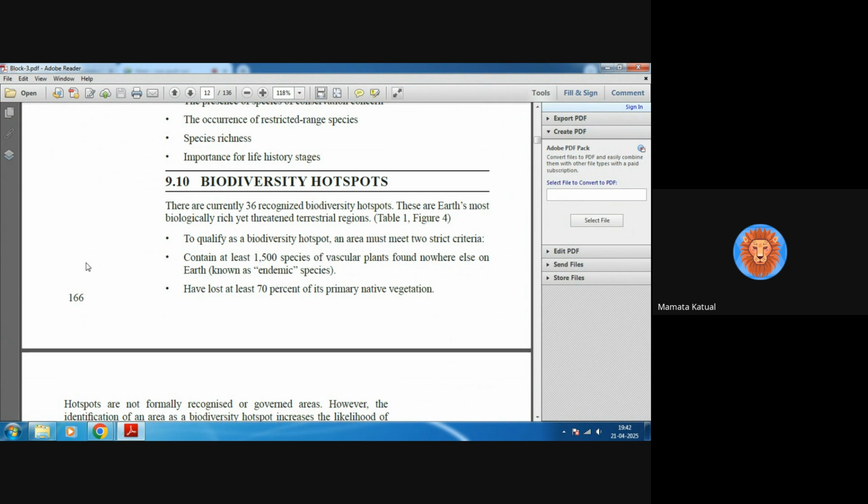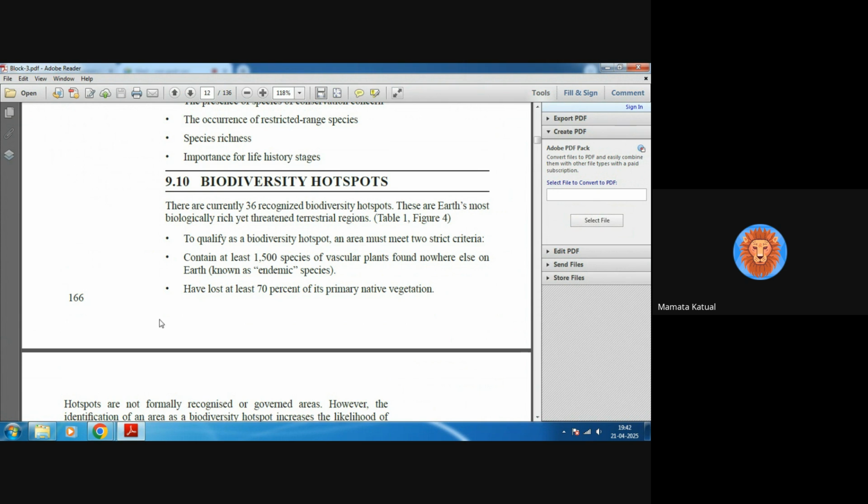Okay, welcome again. So conservation of biodiversity hotspots, they are very, very important. So what are the hotspots? There are two important criteria. The hotspot must fulfill these two criteria.